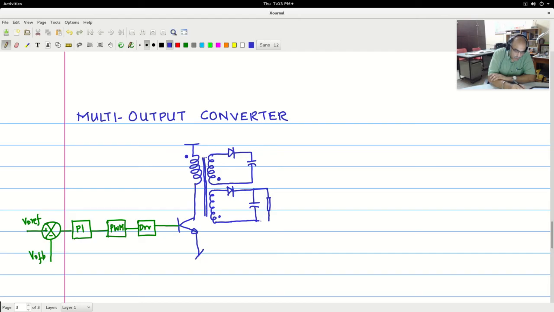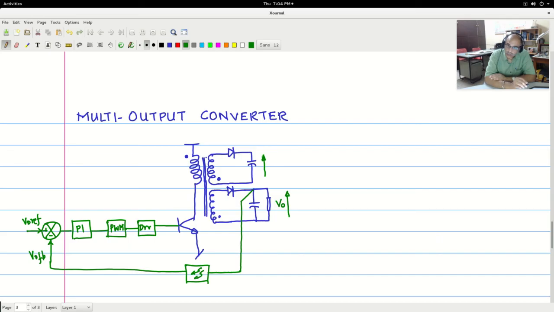I have just taken two without loss of generality, and let us say the bottom one I will feed back through an opto isolation barrier, so we are not disturbing the galvanic isolation that we have achieved by use of the transformer. Now with this we can regulate V0 of this, so this is regulated. But how to regulate this voltage?